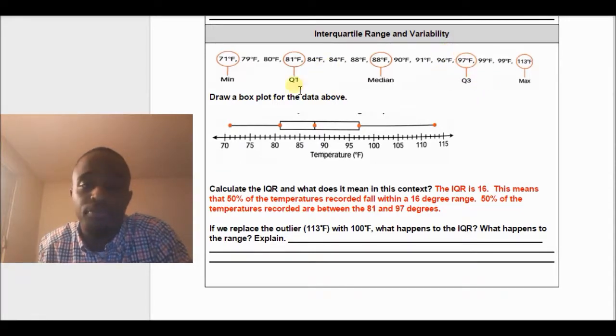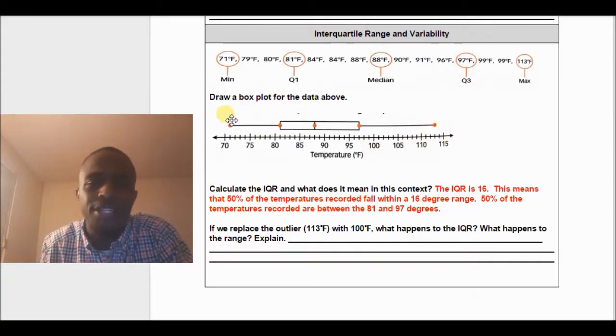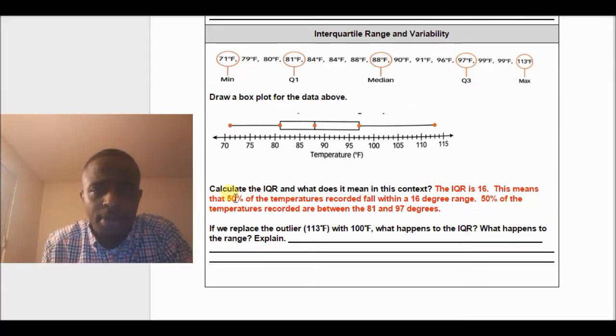I do want you to draw this box plot on your notes. You guys take your time with this. This is a short video, so take your time and make sure you get that entire box plot down. All right, now we're going to answer this question. Calculate the interquartile range and what does it mean in this context?